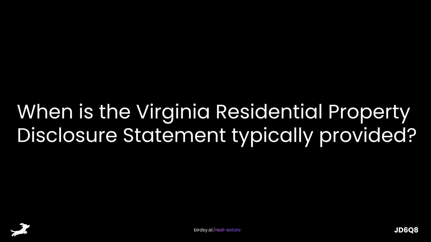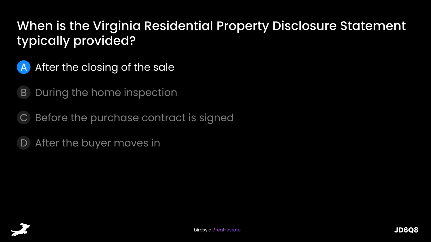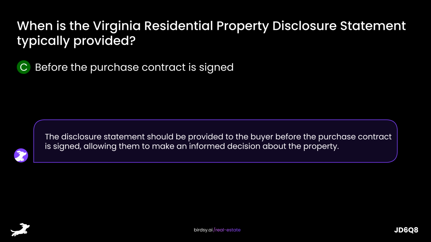When is the Virginia Residential Property Disclosure Statement typically provided? Is it A, after the closing of the sale, B, during the home inspection, C, before the purchase contract is signed, or D, after the buyer moves in? The answer is C, before the purchase contract is signed. The disclosure statement should be provided to the buyer before the purchase contract is signed, allowing them to make an informed decision about the property.